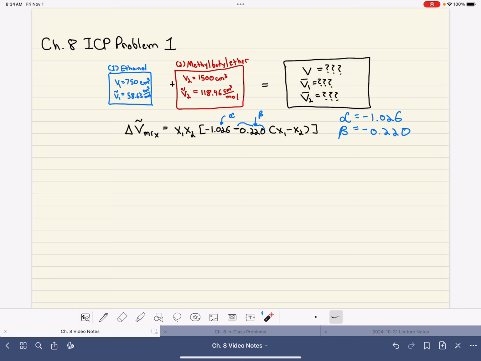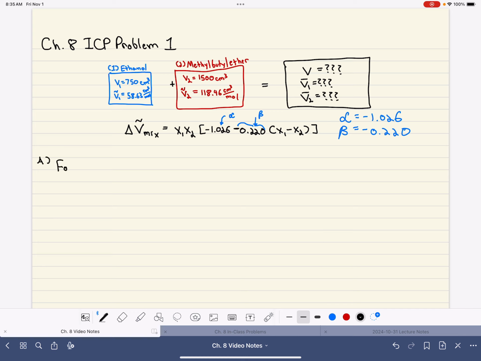But what we are told is that we could describe the molar volume of mixing using this expression here. And just to simplify the math later on when we're taking a bunch of derivatives, these constants in the expression, I'm just going to refer to them as alpha and beta. So alpha is the negative 1.026, and the beta is the negative 0.220. And so for part A of this problem, what we want to do is calculate the ideal solution volume of the mixture.